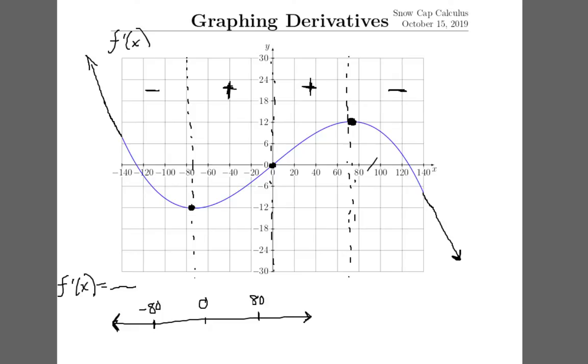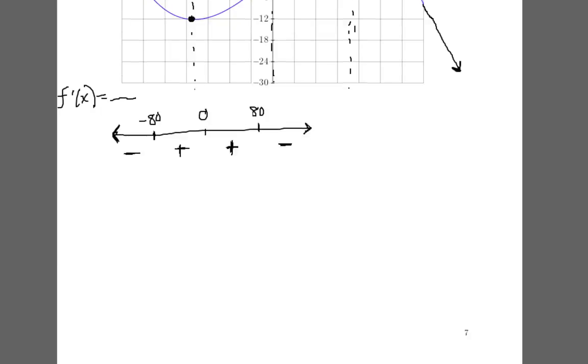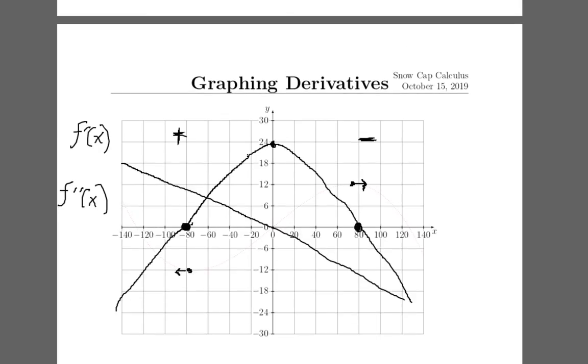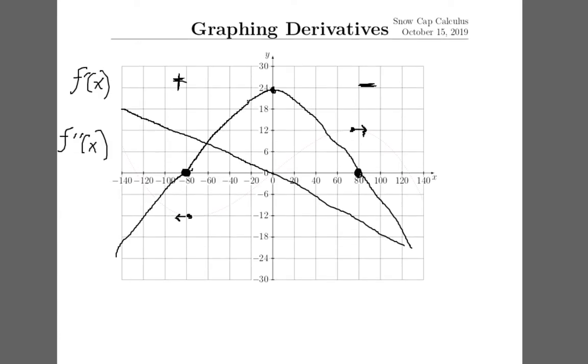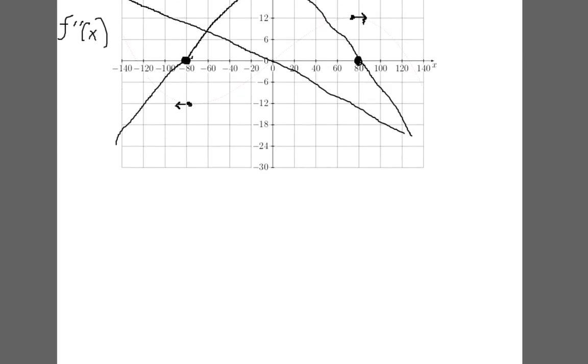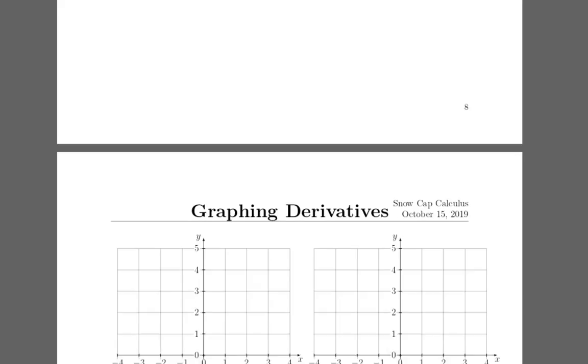And in our case, values that are less than negative 80 that we plug in for f prime of x would be negative. Values between negative 80 and 80 are going to both be positive. And values greater than 80 are going to be, again, negative. All right. So I think that's a pretty solid overview of what's going on when we're graphing derivatives of fancy polynomials or even just simple polynomials of degree 3, 4, etc.